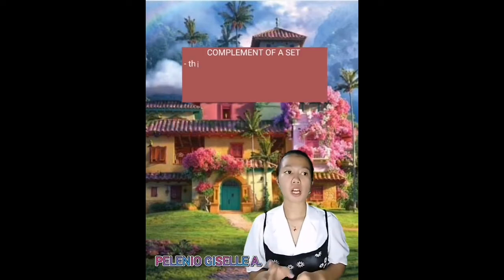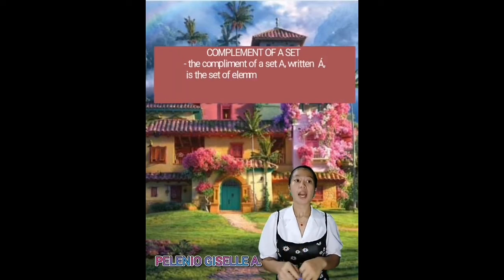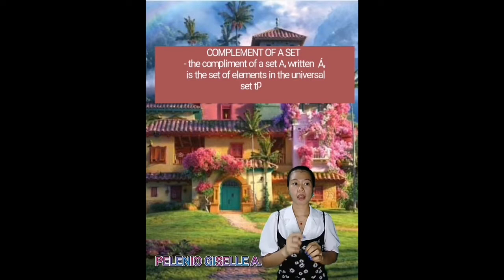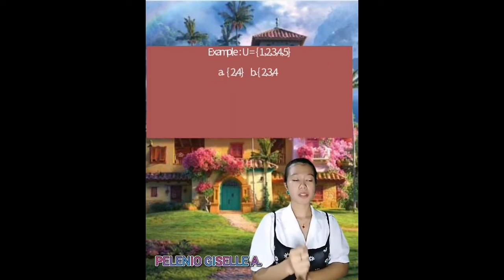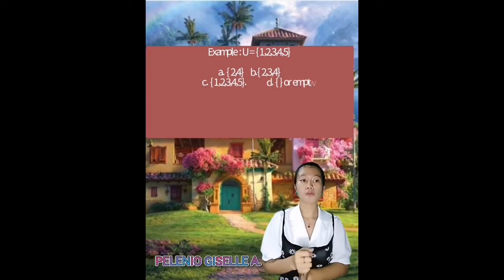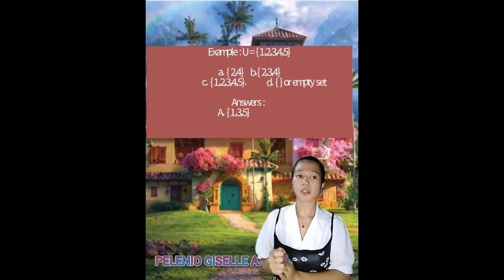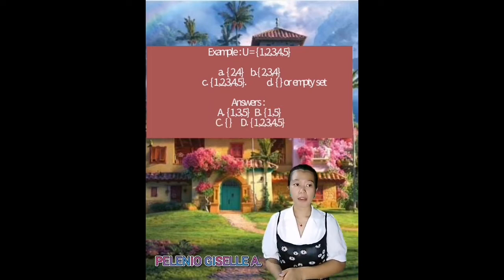Complement of set. The complement of set A is the set of elements in the universal set that are not in A. So, for example, universal set is 1, 2, 3, 4, 5. Set A is 2, 4, and B is 2, 3, 4, C is 1, 2, 3, 4, 5, and D is the empty set.